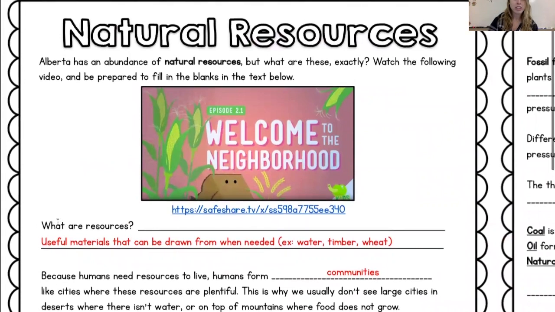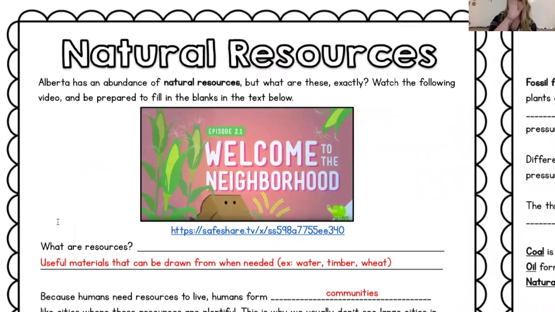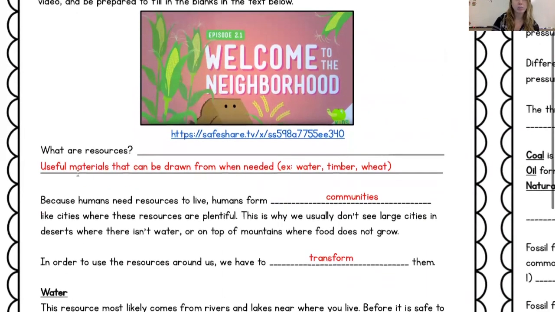So the first question is, what are resources? The lady in the video said that resources are useful materials that can be drawn from when needed. For example, water, timber, and wheat. Think of the word natural means from nature, and resources are materials that are drawn from when we need them. So natural resources are things that we draw from nature, things that we take from nature. So take a second just to write that down.